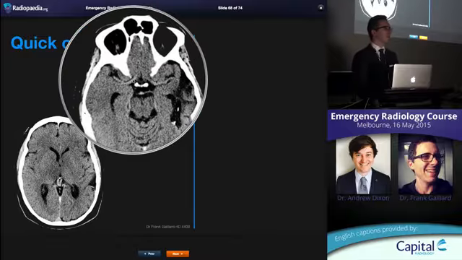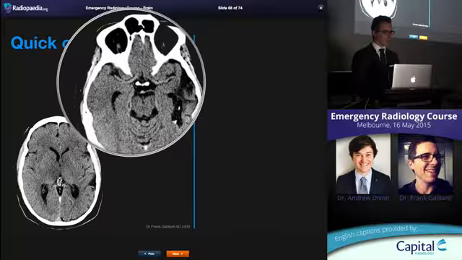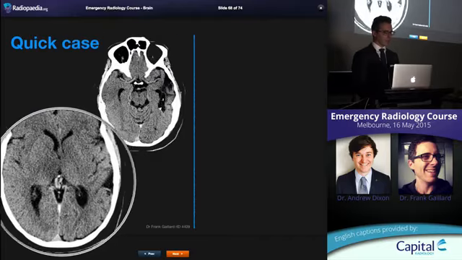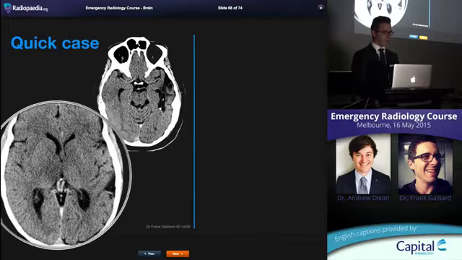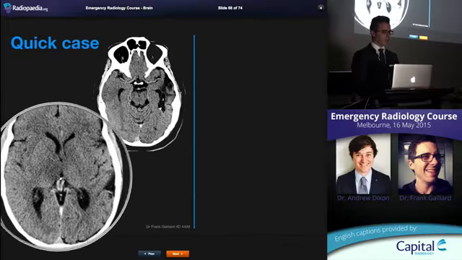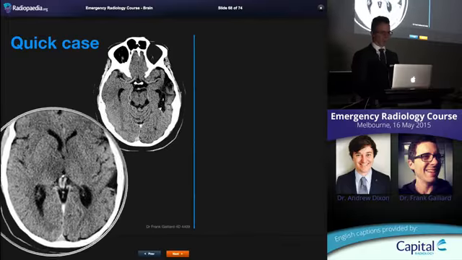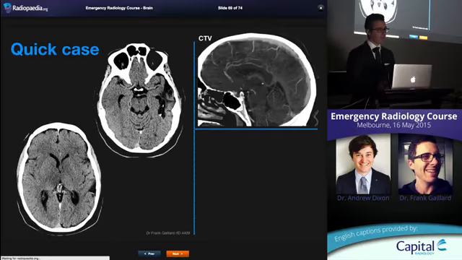If you're uncertain about how dense something should be, don't measure it with the density measurement. Look at something that you know has the same value as it. So here you look at the blood inside the ICA compared to these, and these are hyperdense. You can already see some swelling and edema of this right thalamus. CT venogram is your friend, easy to do, easy to interpret.